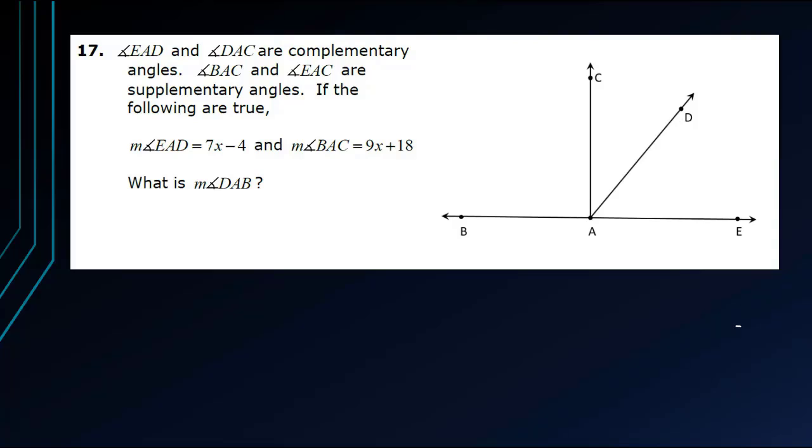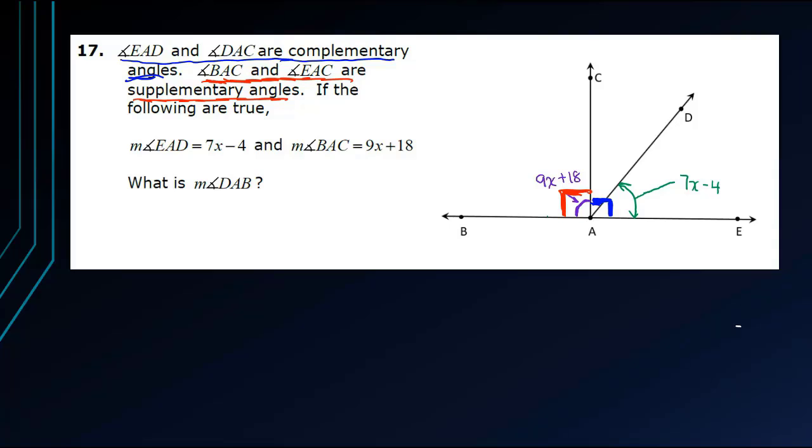We're told that BAC, which is this angle right here, and EAC are supplementary angles, which means they should total 180. And we're given these measurements down here, which means that this is 9x plus 18. This is 7x minus 4. Ultimately, I want to figure out what the measurement of angle DAB is. So it's this angle all the way through here. So there's a lot of intermediate steps here. So first off, I know the measure of angle EAD and DAC are complementary angles. So I know this is a right angle right here. Most importantly, that means that this is a right angle over here because they're supplementary to each other.